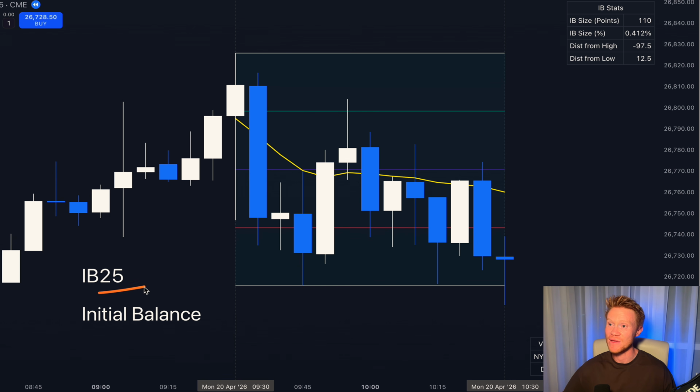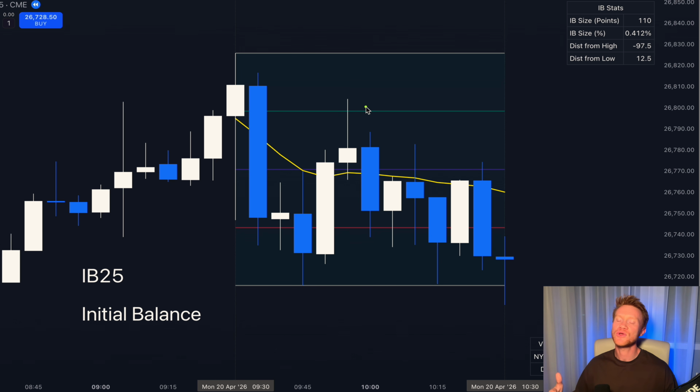Now, what does the 25 mean? Well, the 25 stands for the 25% retracement inside the initial balance. So if we're looking for shorts to the downside here, we're looking for a retracement to the 25% retracement level, 25% inside the initial balance. If we're looking for longs to the upside, then we're looking for retracements to the IB25, which would be here because it's 25% inside the initial balance from the high. So that's what the 25 means. It means a 25% retracement level.